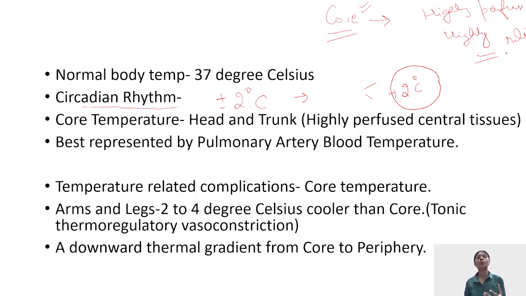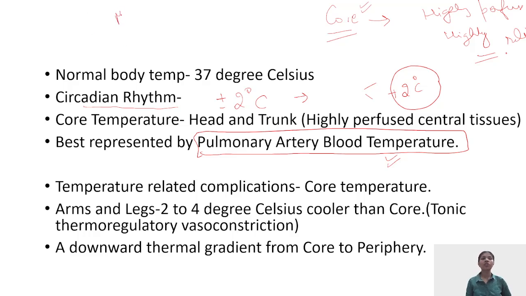So now, from where do we actually get the core temperatures? I've already given you one hint. When we talk about core temperatures, we are talking about certain organs which are highly perfused. The best representation of the core temperature is via your pulmonary artery blood temperature. I repeat, the best representation of the core temperature is via pulmonary artery blood temperature. Now, the questions can be framed in two senses. One, the most reliable area where the core temperature can be taken. The most reliable is your pulmonary artery.